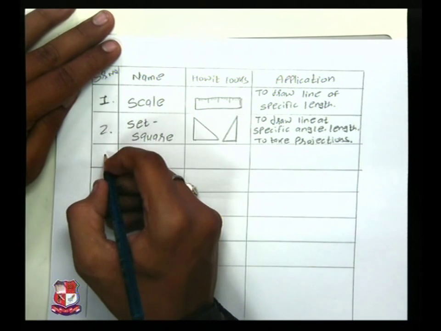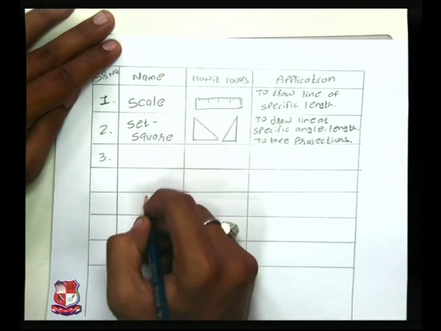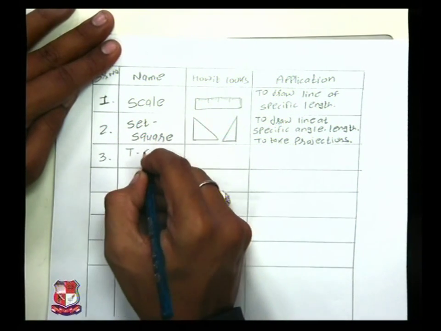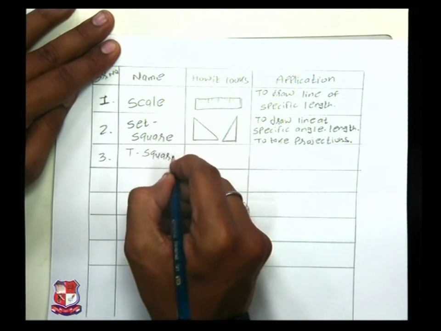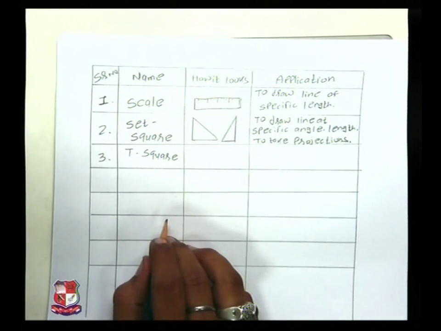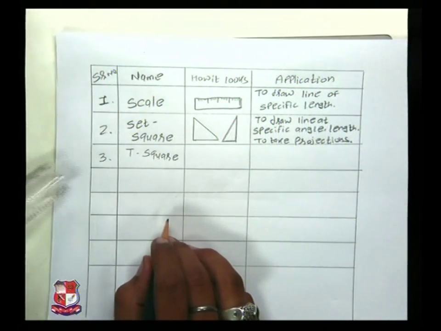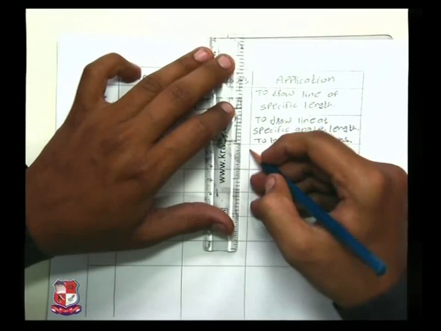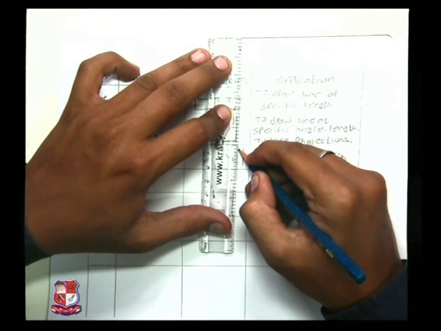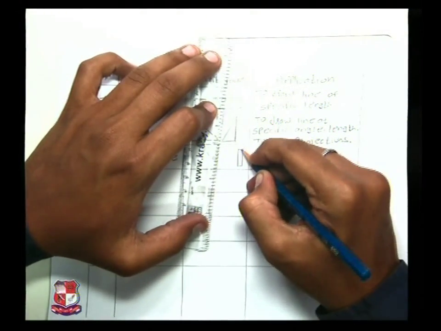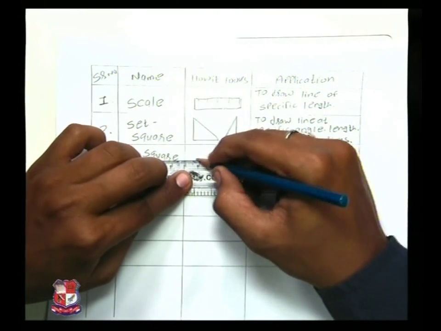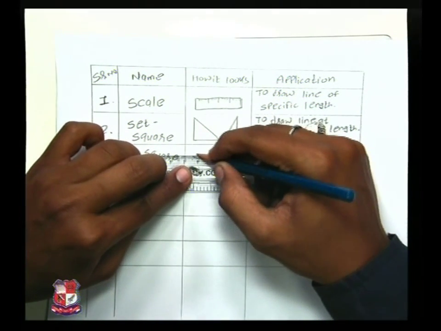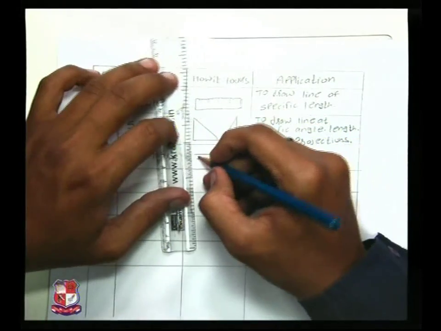Now, what is the next? It is called the T square. Many of you are not using the T square. You are just using the roller scale. That's not the right thing. You should use the T square. With the use of the T square, you can draw horizontal and perpendicular lines very easily.